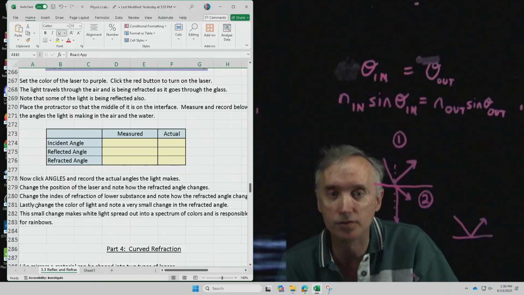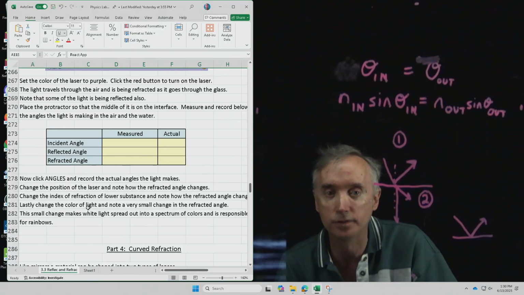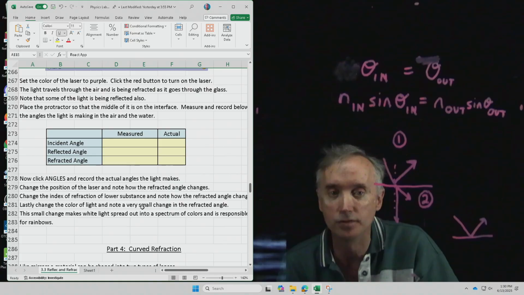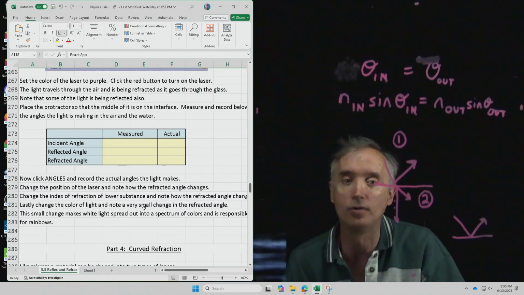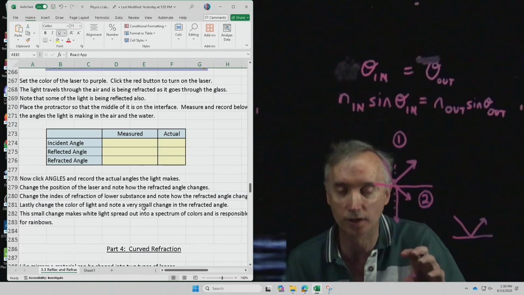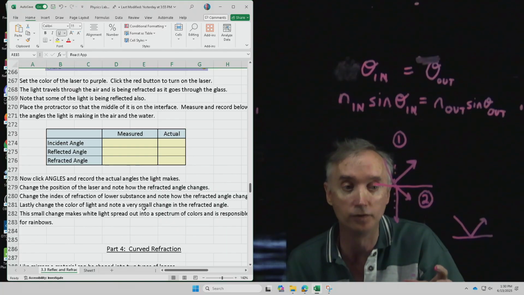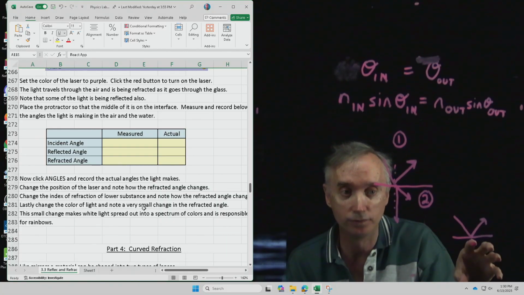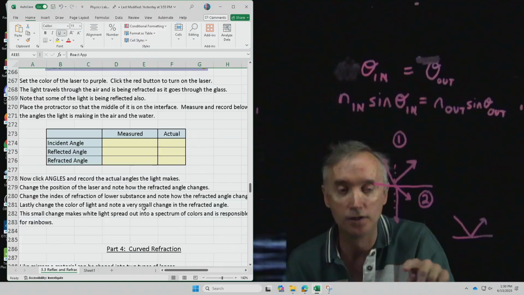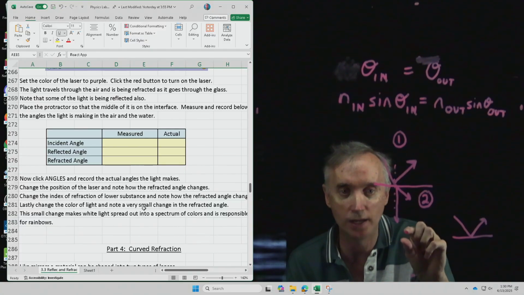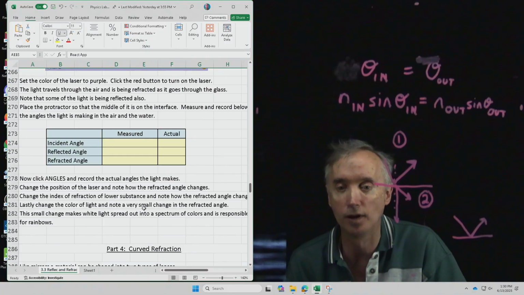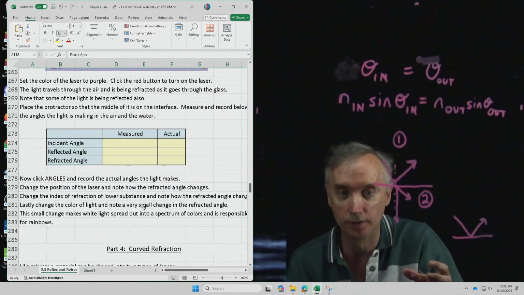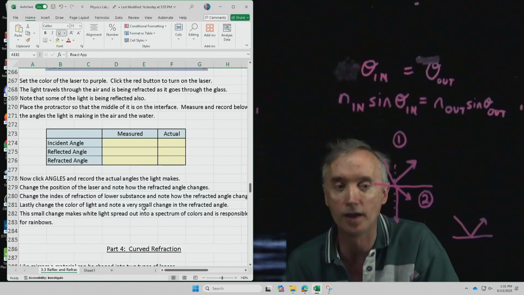And then lastly, change the color of the light and note a very small change in the refracted angle. You almost can't tell, but as you change the color from red through ROY G. BIV, so you've got Roy: red, orange, yellow. So change the color of the laser, and then you'll see a very, very slight change in how the light bends when it goes through it. And this is the principle of a prism.